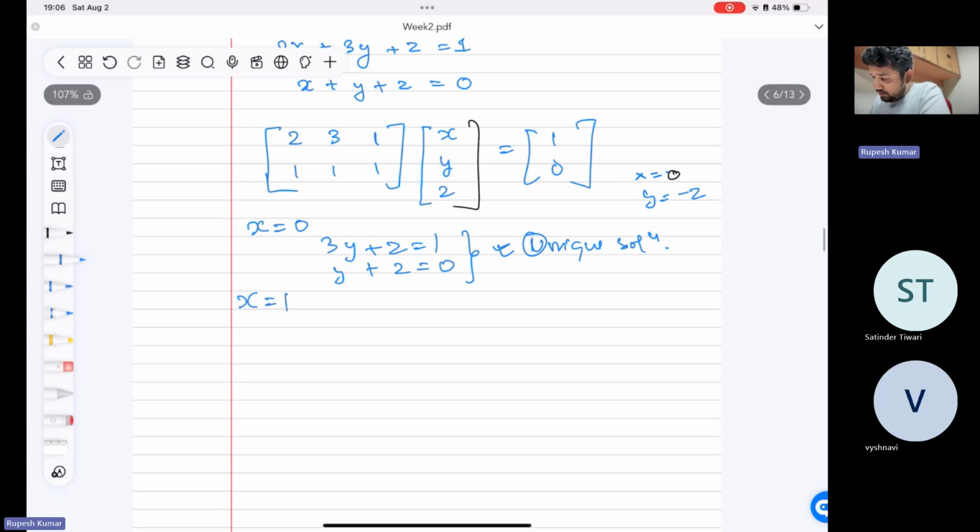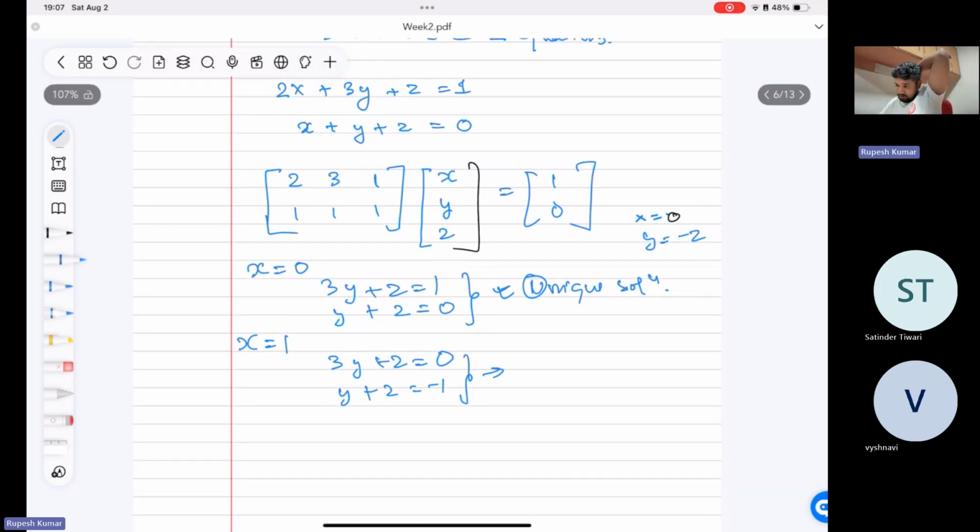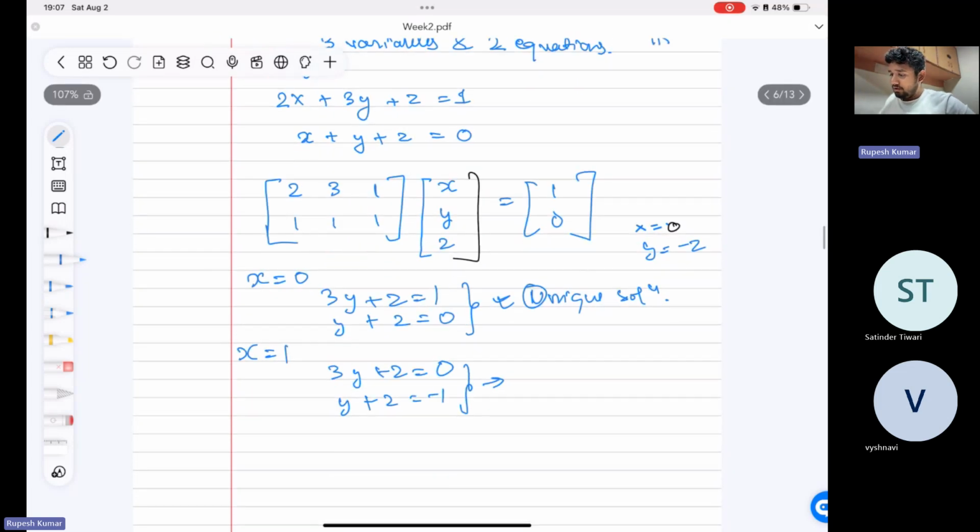Now choose x equals 1. Again, you will get 3y plus z equals 0 and y plus z equals minus 1. You can always solve these systems of equations. There are multiple solutions that exist for this combination. Essentially, I'm substituting the value of x. You can always write x equals minus y minus z and put it in equation 1. This is equation 1, this is equation 2.